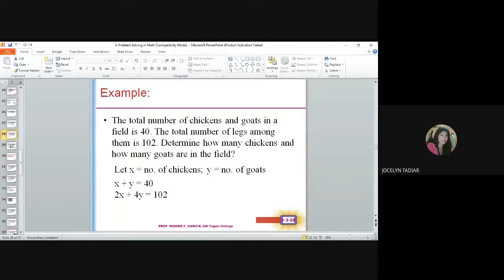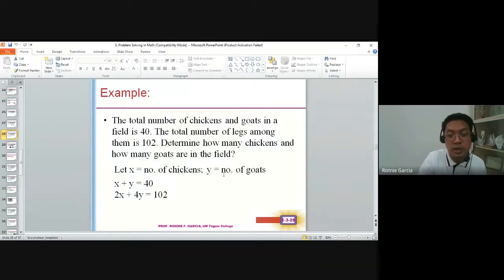And then our y is goats. How many legs does a goat have? Four. We are talking about normal animals here. There are animals with missing legs, but we are talking about normal goats and chickens. So multiply y by 4 to identify the total number of legs of the goats. If there are y goats, then 4 times y represents the total legs of the goats. Adding 2x, the legs of the chickens, and 4y, the legs of the goats, the total is 102.